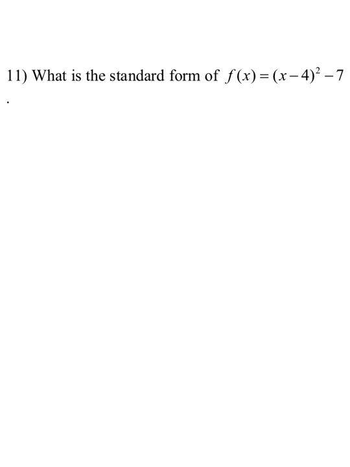All right, number 11 asks, what is the standard form of f of x equals (x minus 4) squared minus 7? This is a quadratic equation, and what they're asking us to do is take it from vertex form, which is what it's in right now, and put it in standard form. And standard form looks like this.